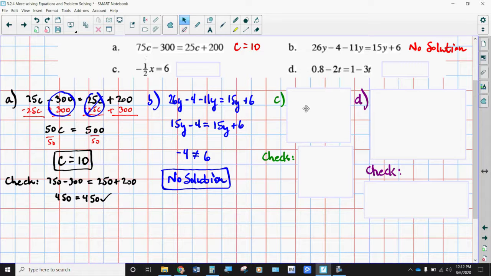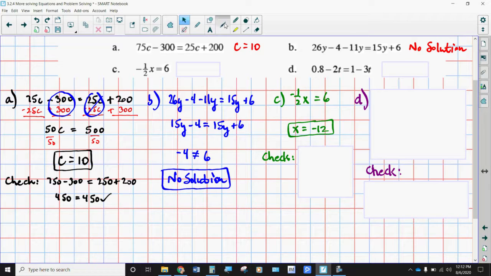For problem C, copy the problem down, and this is one where I think it's just good to do a little mental math. What number do you multiply times 1/2 to give you 6 for an answer? Half of 12 is 6, correct? But that's negative 1/2. So we're going to multiply a negative times a negative to give us a positive 6 for an answer, which means that x has to be equal to negative 12.